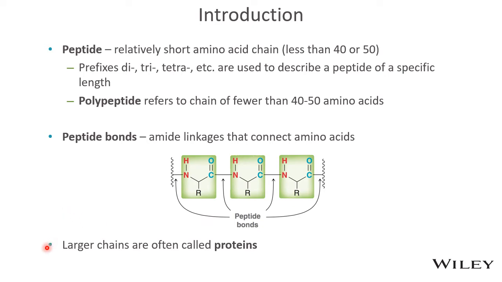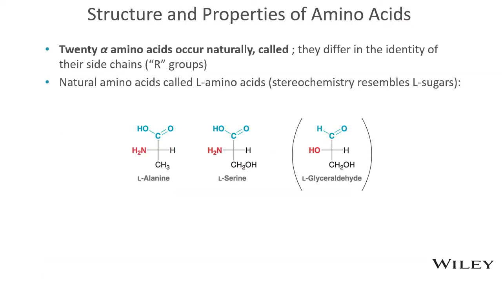Now, as you link more and more amino acids and make longer and longer chains, the larger chains will eventually turn into things called proteins. There are 20 alpha amino acids that occur naturally. The thing that differs with all of these amino acids is the identity of their side chains, or the R groups attached to the alpha carbon.